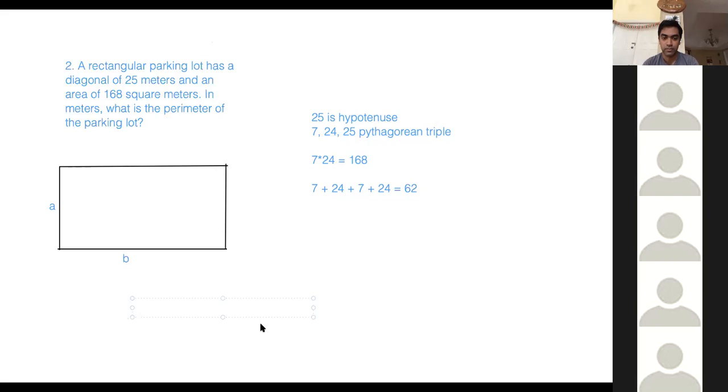A squared plus B squared equals 25. Equals 25 what? Is it 25 or something else? Square meters. Yeah, 25 squared. And what's the other relation? A plus B is 84. Careful, it's the area of the rectangular parking lot, right?